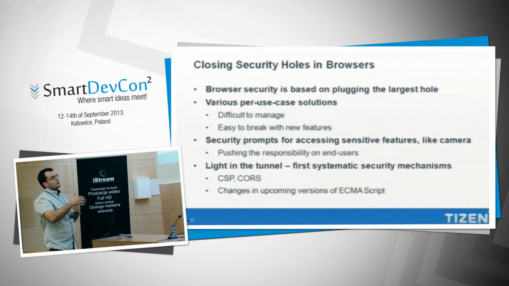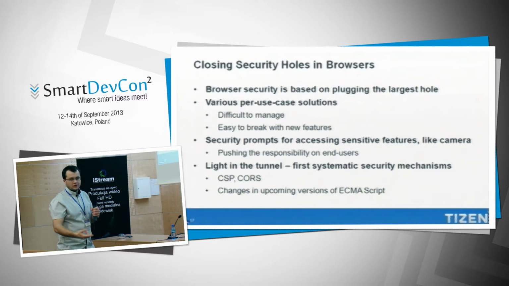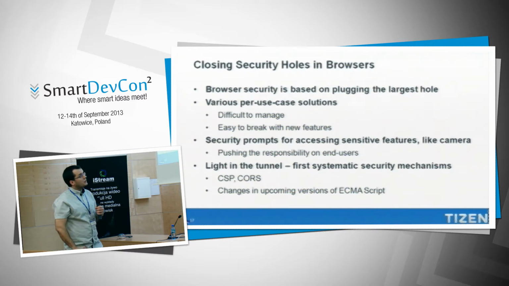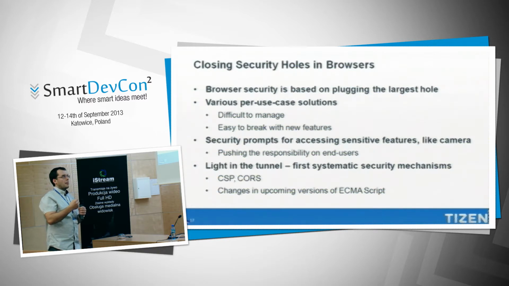There are various per use case solutions, which makes it difficult to manage, and it's easy to break the security when adding new features, because you can't always predict where your feature is going to interfere with the already available security model. There are some new ways to add security, like security prompts for accessing sensitive features. But for camera, it's okay, because you can usually quite legibly explain to the user what the risk is for accessing camera.